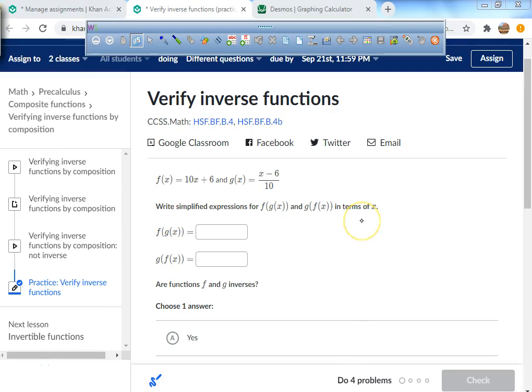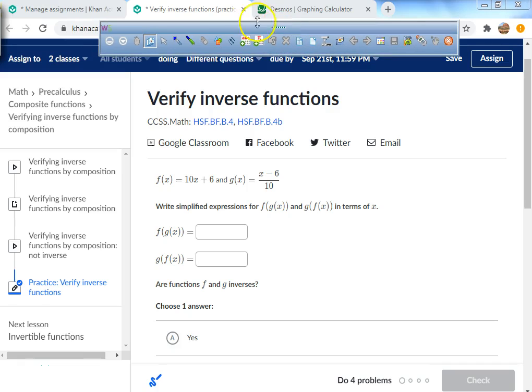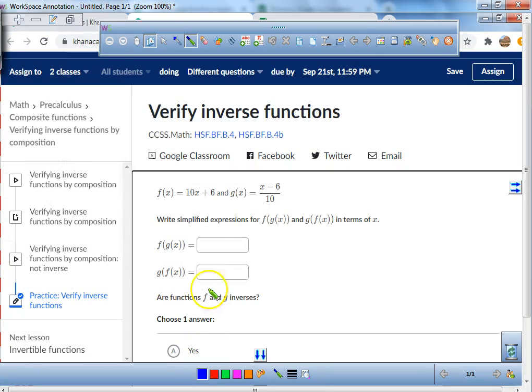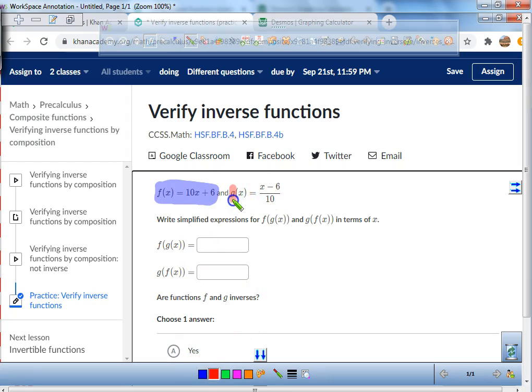Hey everybody, it's verifying inverse functions day. We can have a little fun here verifying some functions, see if they are inverses or not. What we're going to do right here is make f of x blue. We're going to make g of x red.